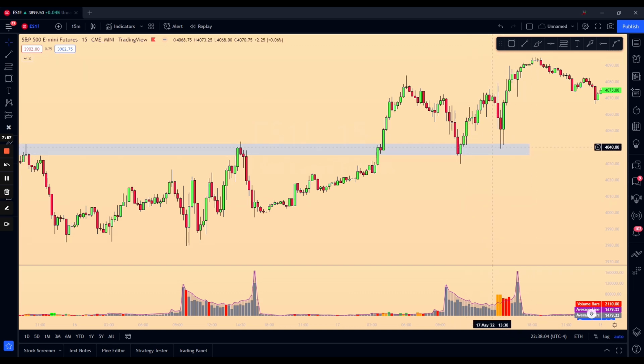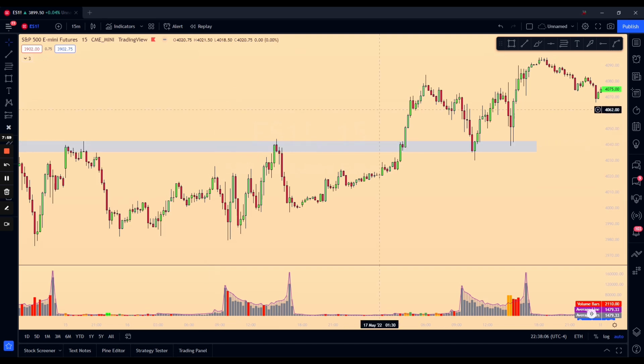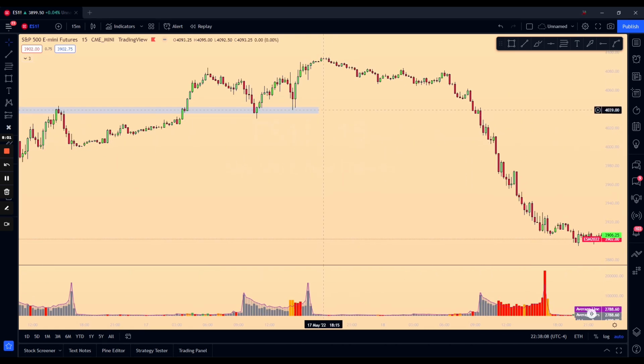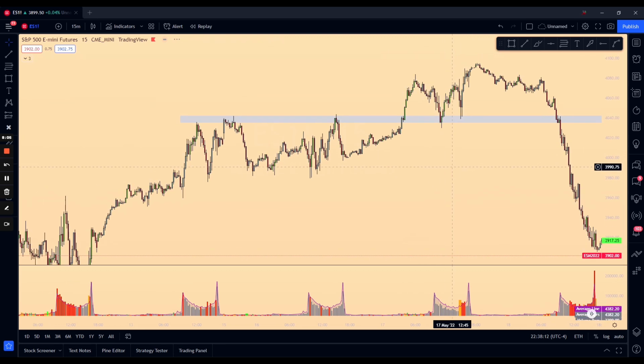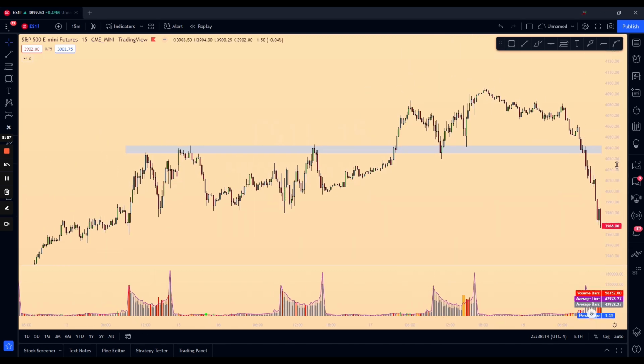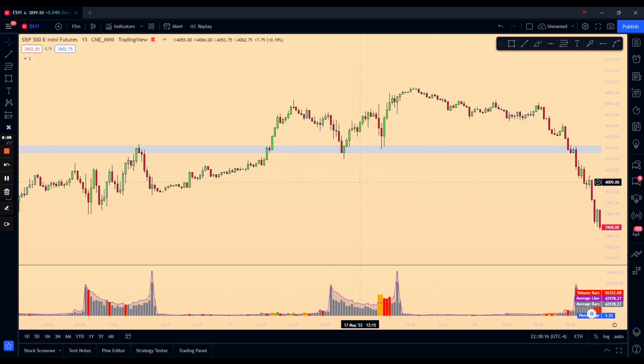It's not just bouncing from any area. It's bouncing from a previous supply turned demand. And the sooner you guys learn that there are no coincidences in the market, the better. That's one thing people need to understand. There's a reason for every move. There's no coincidence this bounced from this previous area.